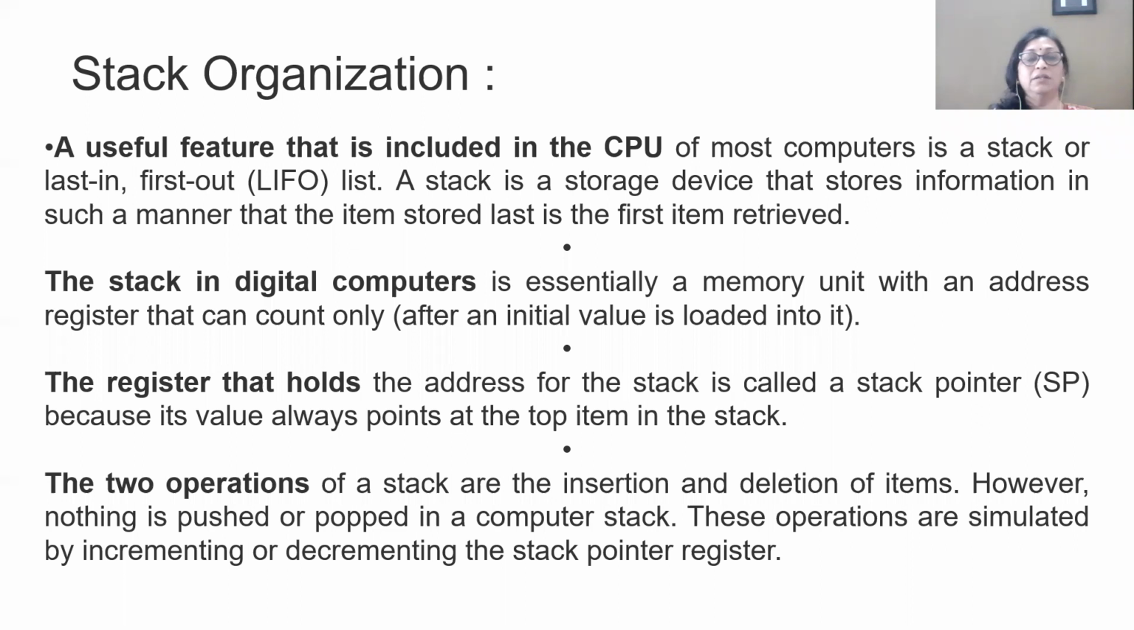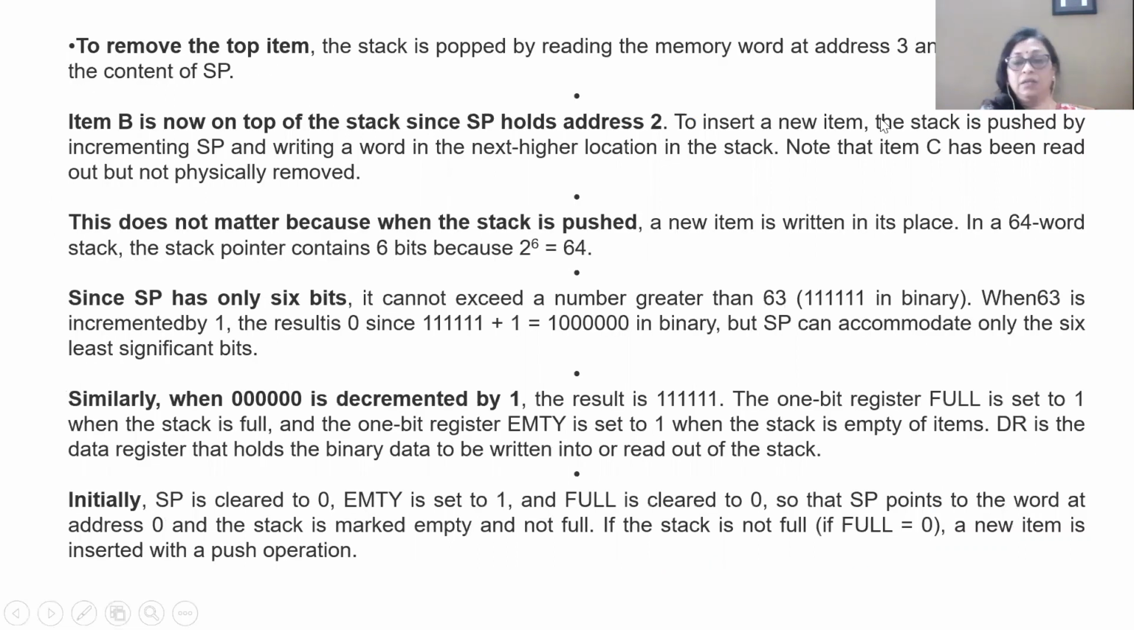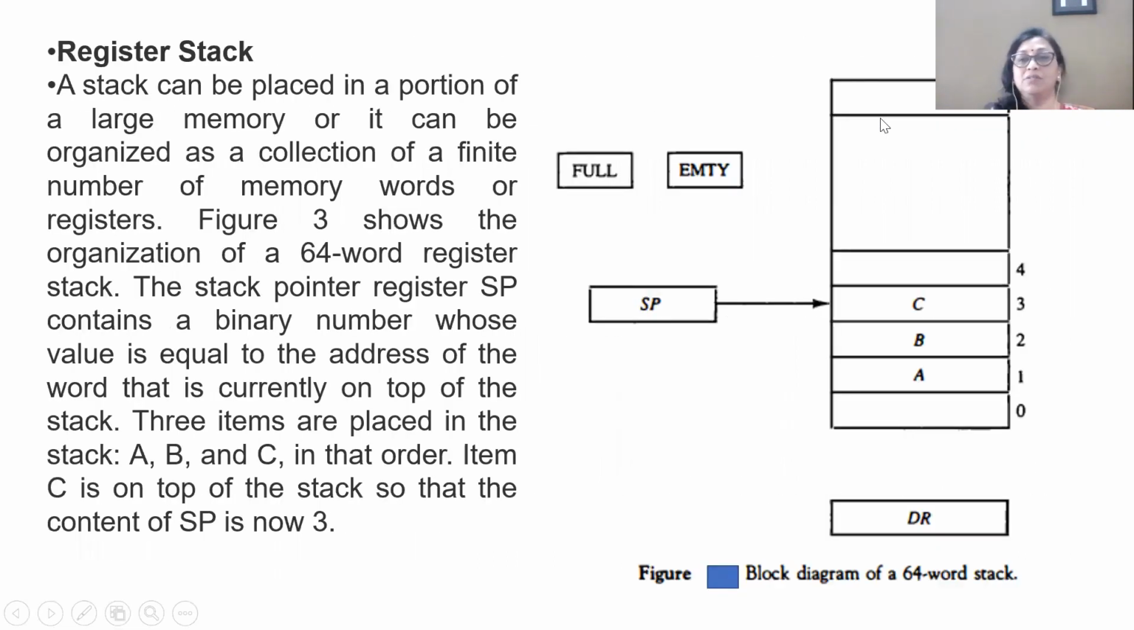Generally in stack memory, two types of operations are carried out. One is insertion of an element onto the top of the stack, and the other is deletion of an element from the top of the stack. So these two operations are performed by using the stack type of memory. Two types of stacks have been implemented in computers. One is called register stack and another is called memory stack.